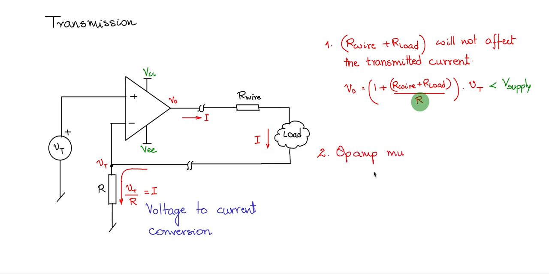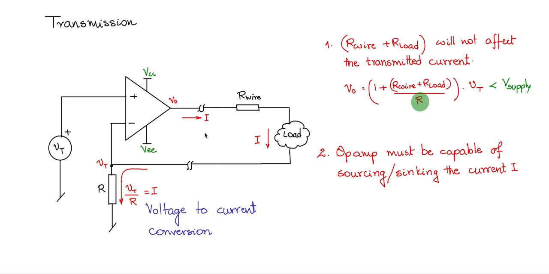Next, the op-amp must be capable of sourcing and sinking the current of value I. So the current of value I is decided by this resistance R and Vt. So this current is going to flow out of the op-amp if it is flowing in this direction, or if Vt is negative, you will see that the current will flow into the op-amp output. So the op-amp should be capable of sourcing or sinking the current that you will decide with this value of R.